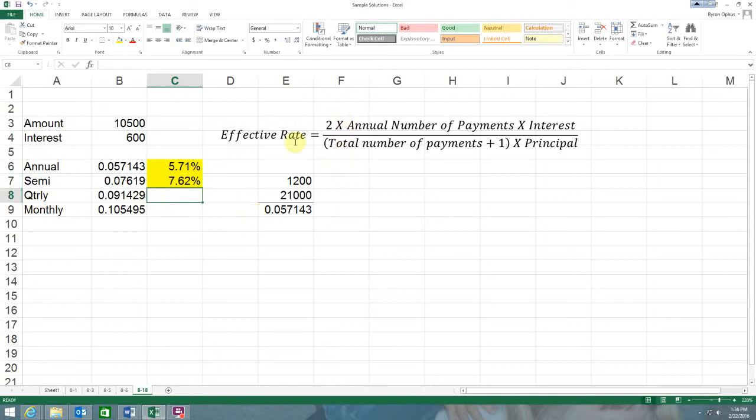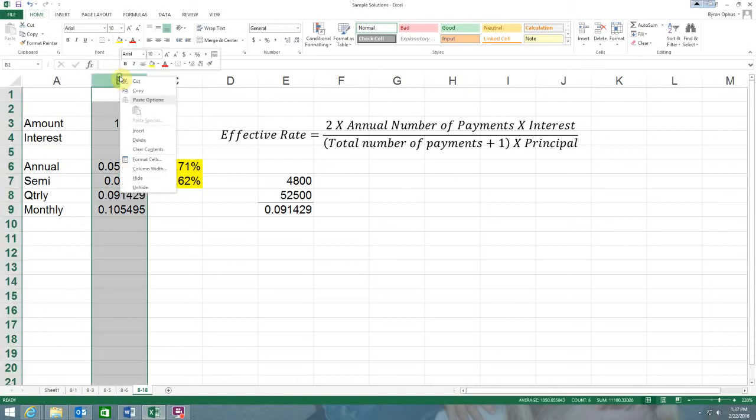Let's do the second one, quarterly. 2 times the annual number of payments, that would be 4 payments, so this is equal to 2 times 4 times my interest. And the bottom part of the equation is the total number of payments, 4, plus 1, in parentheses, times the principal. That gives me my quarterly answer. It's pretty cool.